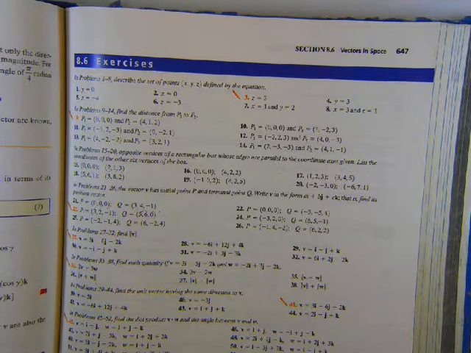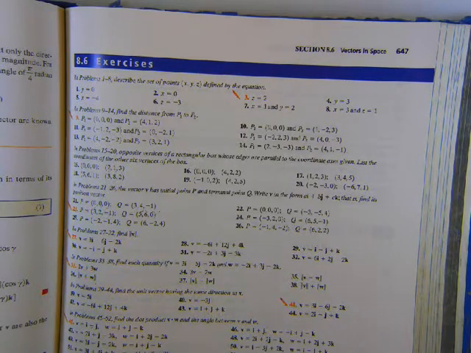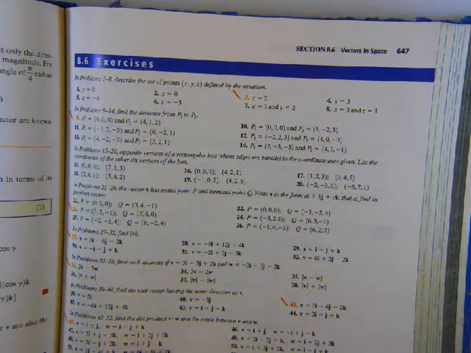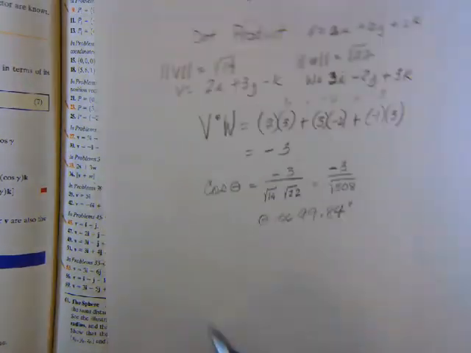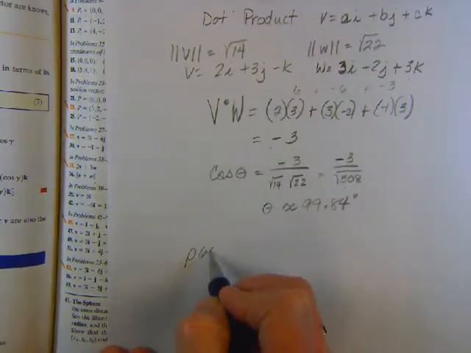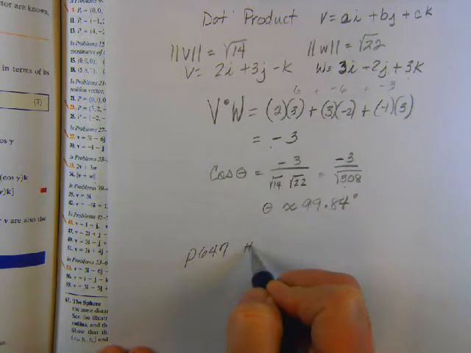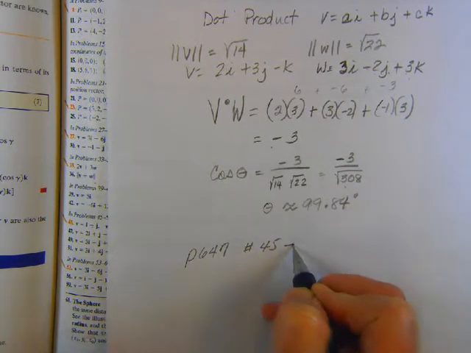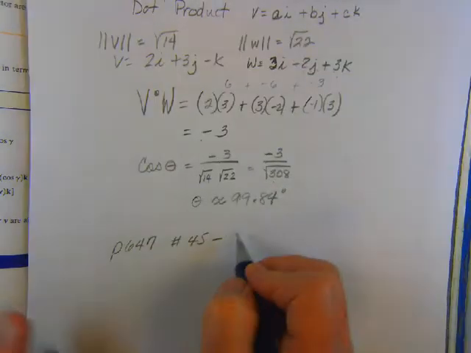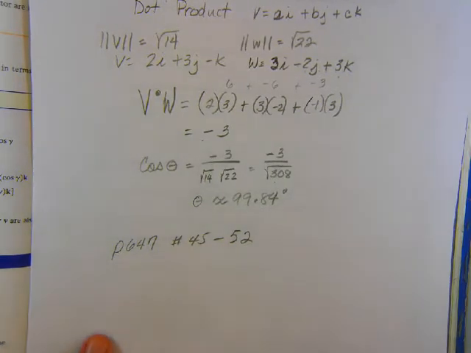We are not going to talk about the direction just yet. We're going to spend some time working on these. I'm going to let you have some time right now on page 647, numbers 45 through 52. We'll give you a little bit of time to work on that in class, because the next thing we're going to do is going to take a little bit of time.